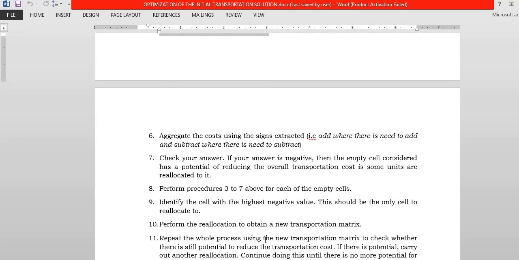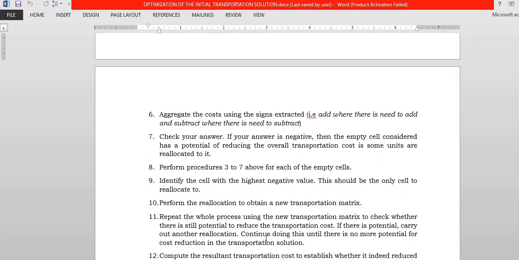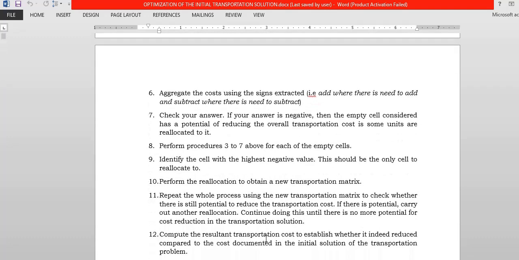After doing the computations, what you need to do is to establish the answers you have got, because you're supposed to do this computation for every empty cell in your initial solution. Every empty cell in your initial solution should be tested in this particular way. Once you test all the empty cells, you should come up with a set of answers. Pick out the set of answers and check which are negative and which are positive.